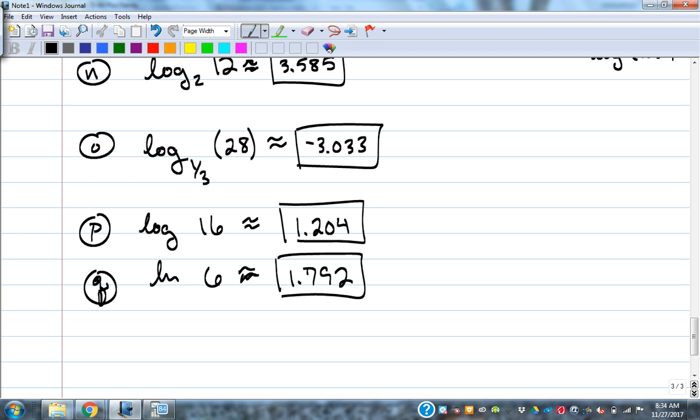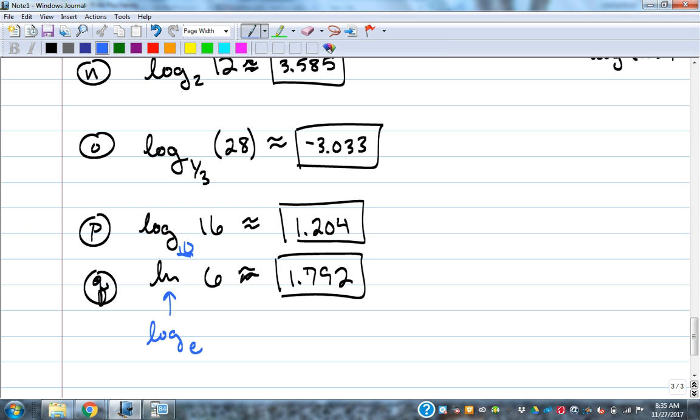Okay. There's not a base written there. If there's nothing written there, it's understood to be a 10. The natural log is always log base E. That's what that LN stands for. Log base E is, I guess, shorthand for that. Not that it's much shorter, but that's the symbol that it generally gets.